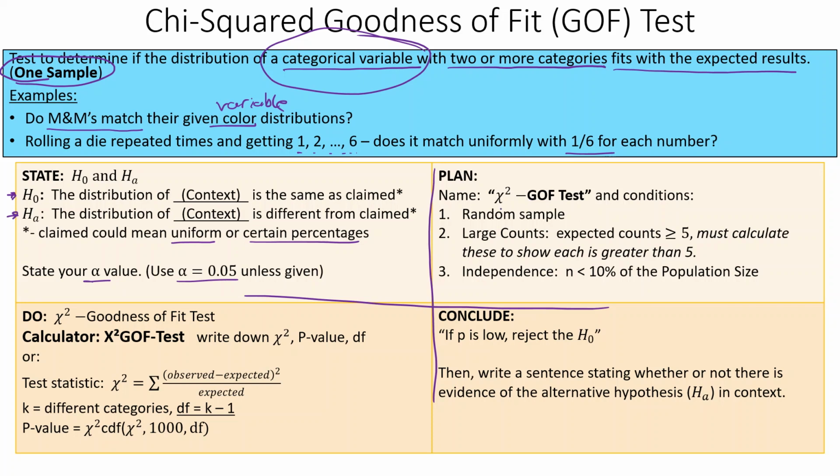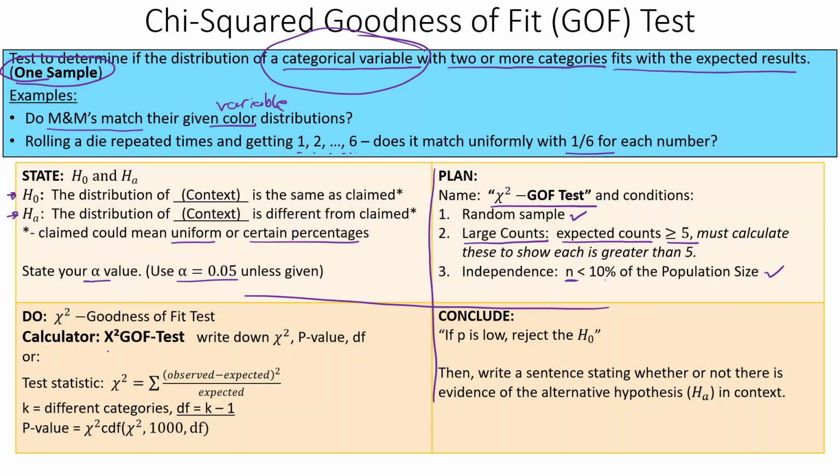Our plan, just like before, we state the name of our test. It's a chi-squared goodness of fit test. We check our conditions. We need a random sample. The independence is still the same thing with the sample size: n needs to be less than 10% of the population. But the normal condition has now changed. The large counts condition is what we call it, and we need that each of the expected counts is greater than or equal to 5. And we'll go over how to calculate that.